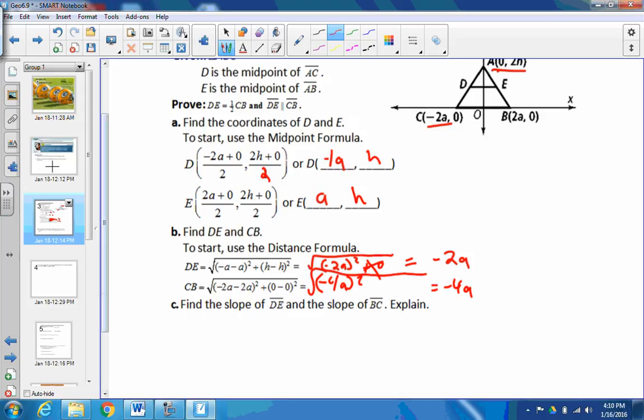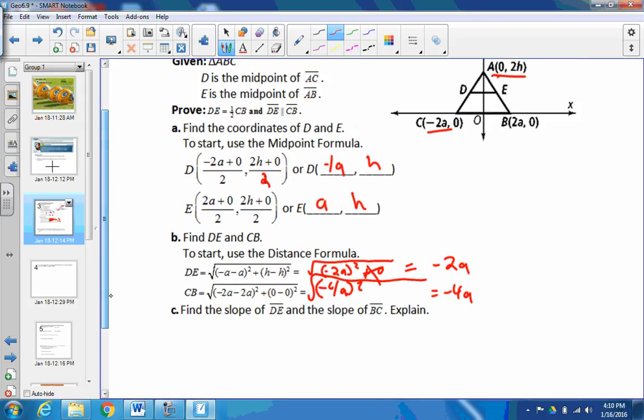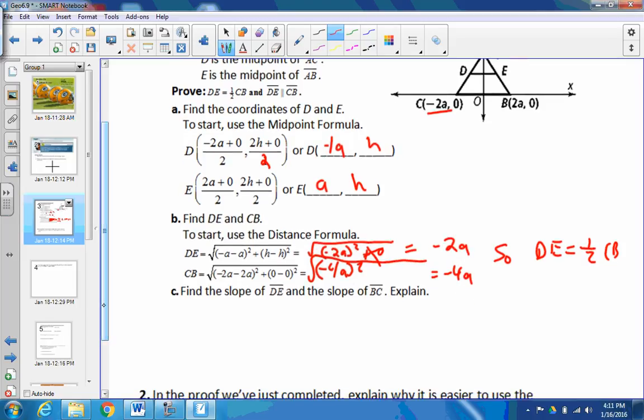And that right there proves that DE equals 1/2 of CB. Now we have to figure out the slopes because we want to see if they're parallel. Find the slope of DE and the slope of BC. All right, DE. We're going to be able to tell that they're both going to be the same slope.